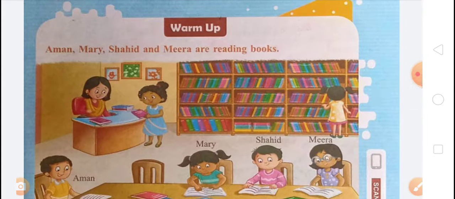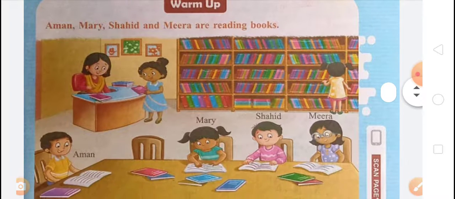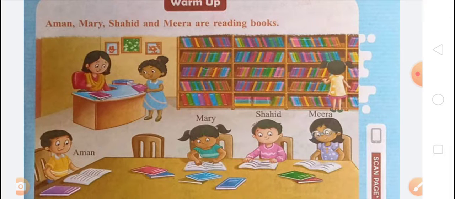Warm up. Aman, Mary, Shahid and Meera are reading books. You can see here that there is a library, and in this library Aman, Mary, Shahid and Meera are reading books. Now there are some questions related to this, where you have to find the number of pages. Aman says that my book has 16 pages.